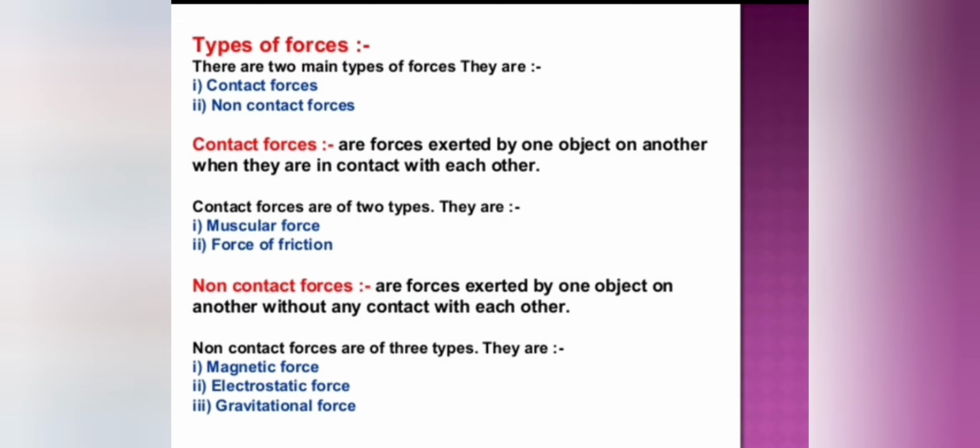Types of forces. There are two main types of forces. They are contact forces and non-contact forces. Contact forces are exerted by one object on another when they are in contact with each other. Contact forces are of two types. They are muscular force and force of friction. Non-contact forces are those exerted by one object on another without any contact with each other. Non-contact forces are of three types. They are magnetic force, electrostatic force, and gravitational force.